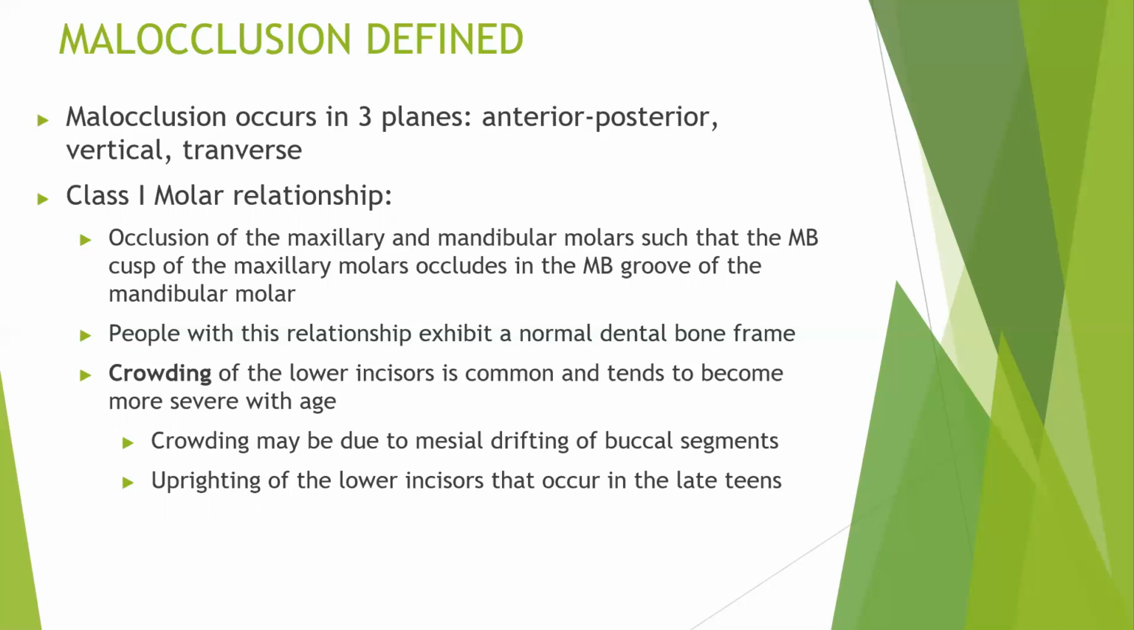Class 1 molar relationships. In this type of relationship, the occlusion of the maxillary and mandibular molars is such that the mesiobuccal cusp of the maxillary molar occludes in the mesiobuccal groove of the mandibular molar. That's the normal relationship that we all would like to see. People with this relationship exhibit a normal dentoskeletal frame. Crowding of the lower incisors is common and tends to become more severe with age. Crowding may be due to mesial drifting of the buccal segments and uprighting of the lower incisors that occur in the late teens.